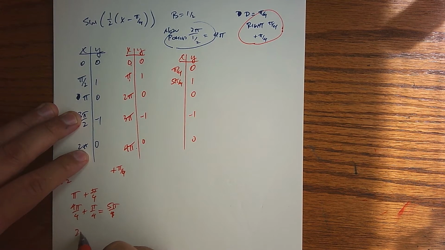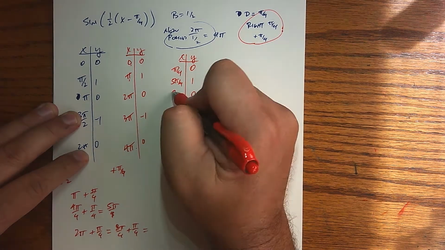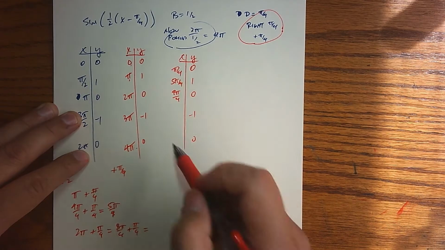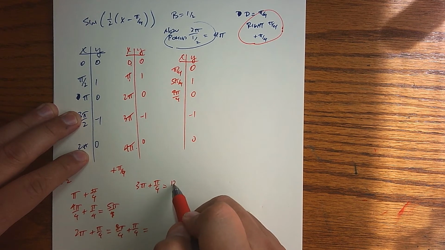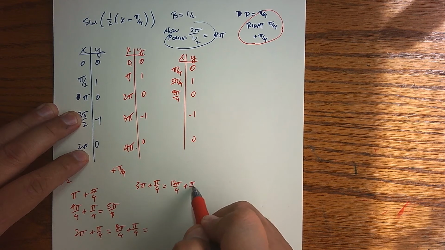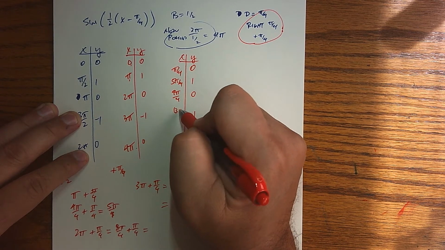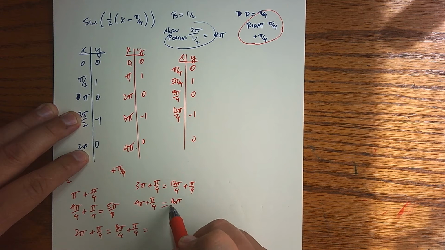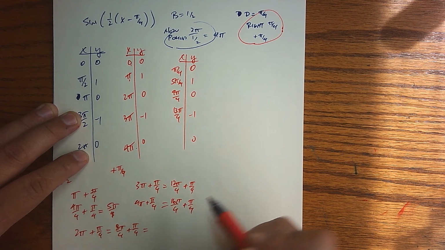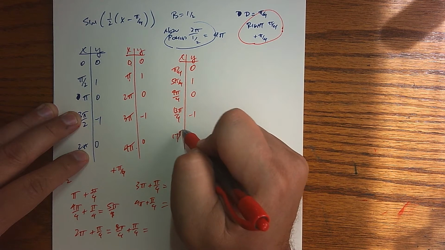Okay, 2 pi plus pi over 4, well, this is 8 pi over 4 plus pi over 4, and that's basically 9 pi over 4. 3 pi plus pi over 4, well, that's 12 pi over 4 plus pi over 4, which is 13 pi over 4. And then last but not least, 4 pi plus pi over 4, well, that's 16 pi over 4 plus pi over 4, which is 17 pi over 4.